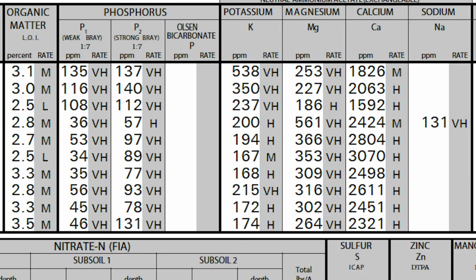So when I'm looking at my phosphorus, I'm looking to make sure that it's around 20 to 30 parts per million. And the only other thing you'll notice on your lab report is it'll say L, M, or H, also VH or VL. Those stand for very low, low, medium, high, or very high. So that kind of tells you what vicinity you're in. But for phosphate, we want that to be around 20 to 30 parts per million.